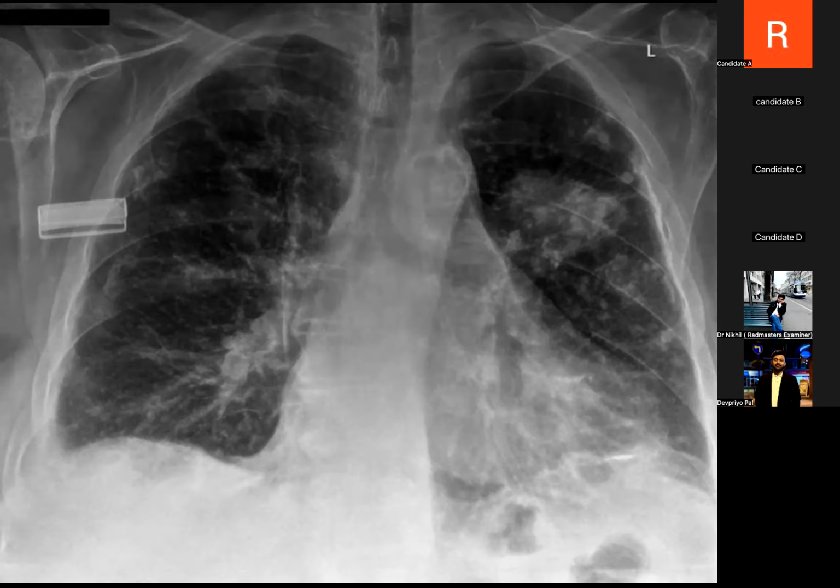I'm looking at the skeleton for any associated aggressive bony lesions. Okay. No evidence of any aggressive bony lesions I can appreciate. So in summary, there is a background of interstitial lung pattern, probably interstitial lung disease, with a mass in the left upper lung zone, which is suspicious for primary lung malignancy with associated pulmonary metastasis as well.